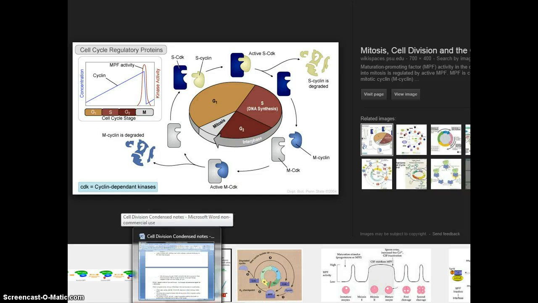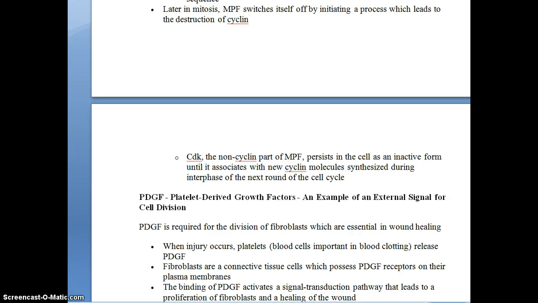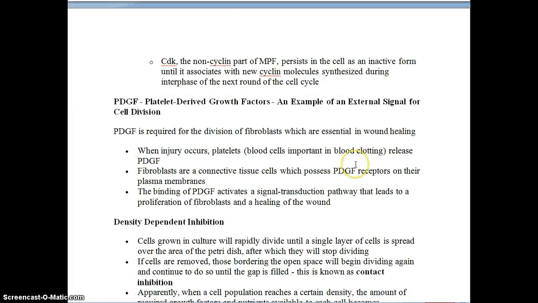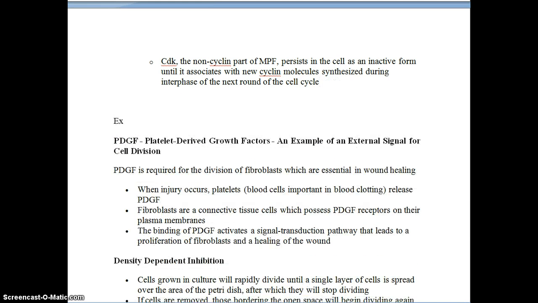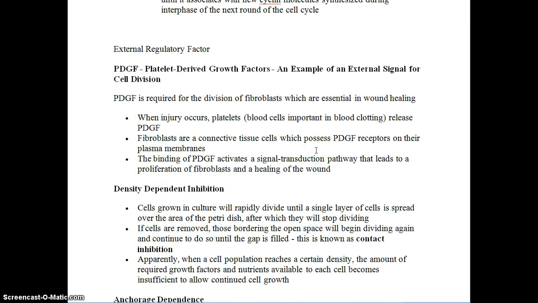The only other type I offer up as an example of external, I'm going to go back here to condensed notes. Here's your external, so let me label that here. This is your external regulatory factor. It's called PDGF, or platelet-derived growth factor. The biggest thing, the way that we call it external is because it's usually used for wound healing. So let's say you get a cut, when you have an injury, your body is actually going to release this factor.